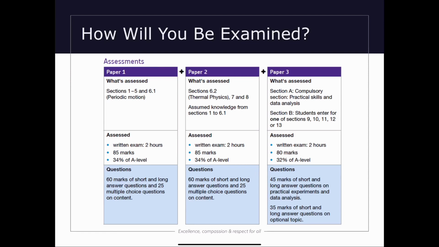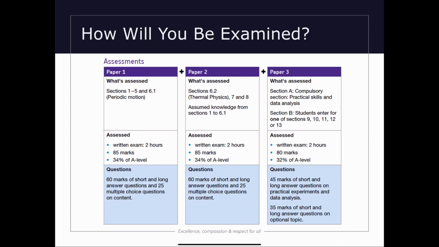And then paper 3, we have a section which is all about practical skills and data analysis, along with the optional module that you have chosen to study. They're all 2-hour exams, and you can see how they're broken down with different types of answers, both long, short and multiple choice answers to choose from.